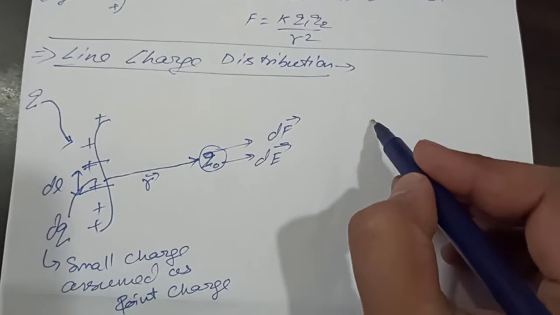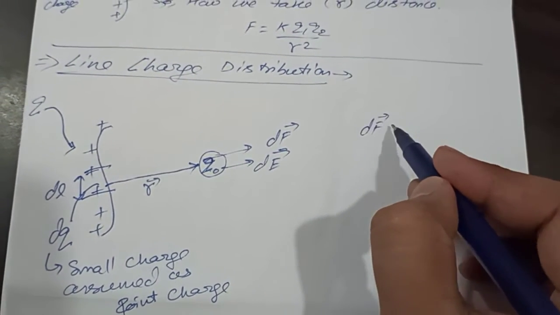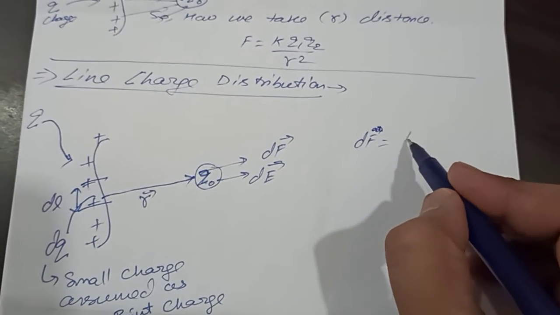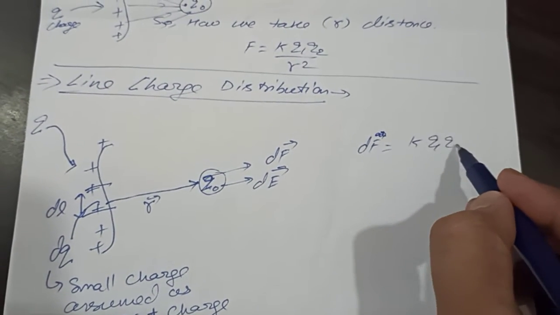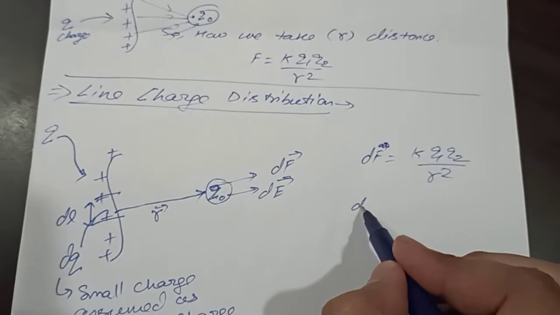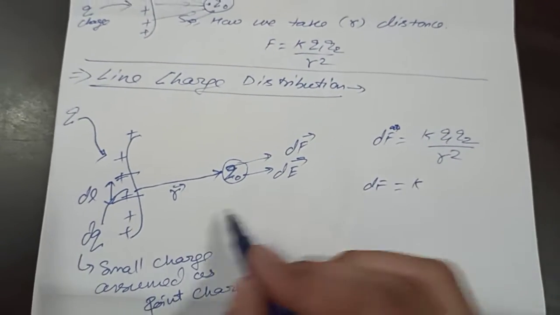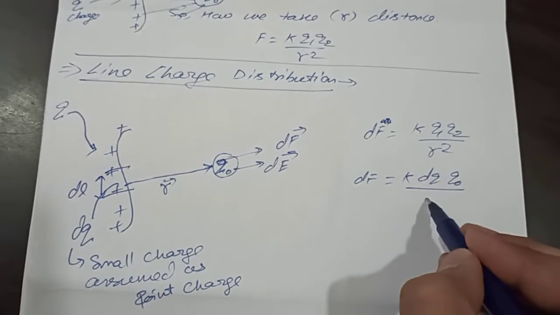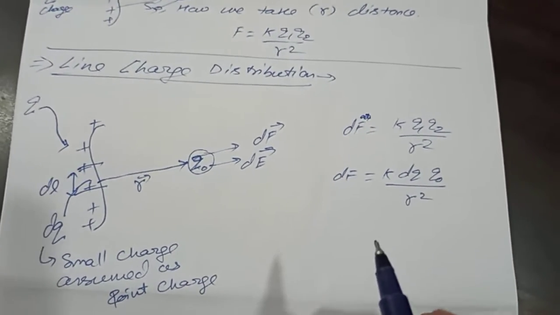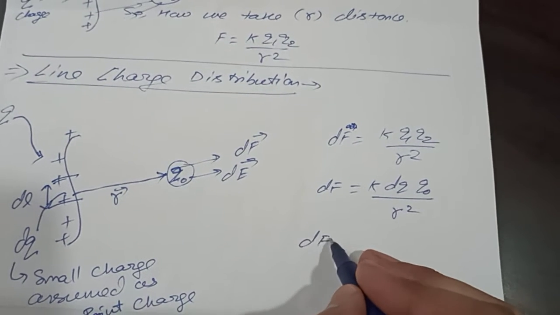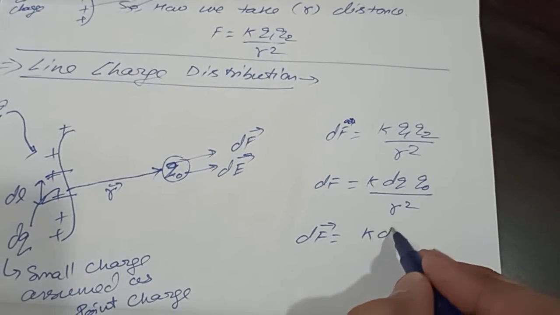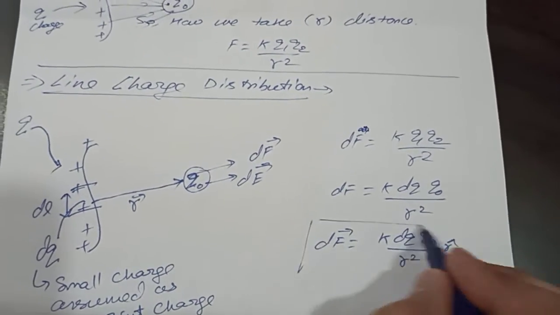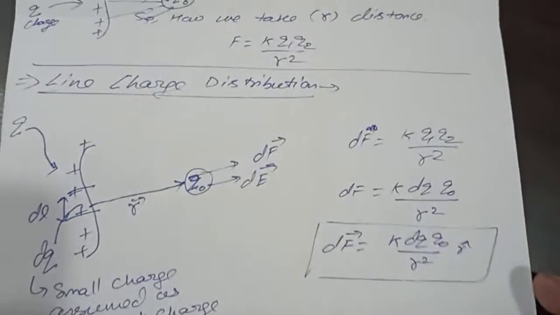So for this we have dF equal to, first of all without taking the vector form, K Q1 Q2 upon R square. So dF is equal to K, Q1 is dQ, Q2 is Q0, upon R square. If I want to take the vector form, then dF vector is equal to K dQ Q0 upon R square, times R cap.